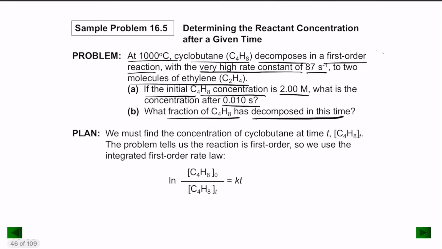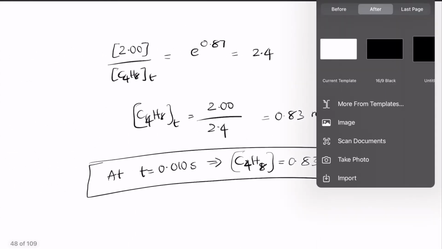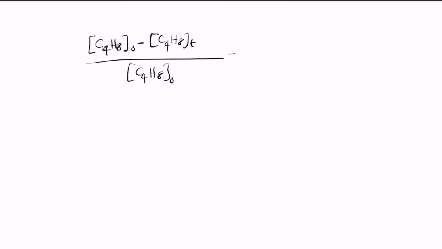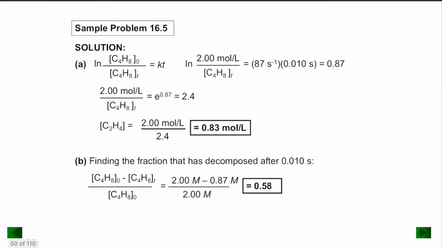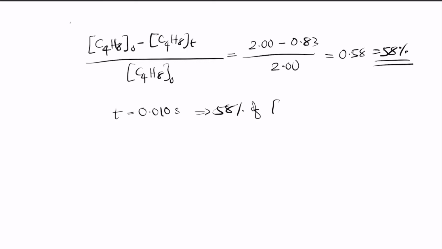Second, what is in the question next? What fraction of C4H8 has decomposed in this time? So in this time period, how much is the total decomposition? The fraction decomposed is the initial concentration minus the concentration at time t, divided by the initial concentration. So which is going to be 2.00 minus 0.83 divided by 2.00. This value will become 0.58 or 58%. So this is the amount of substance that has already decomposed in time t. At 0.010 second, 58% of C4H8 has been decomposed.